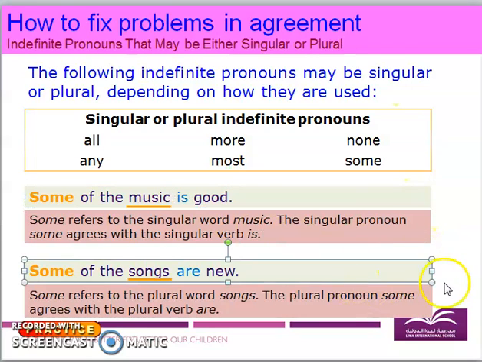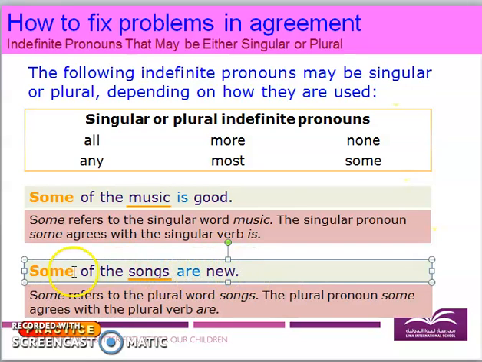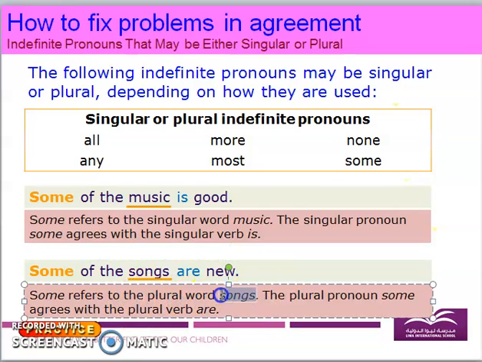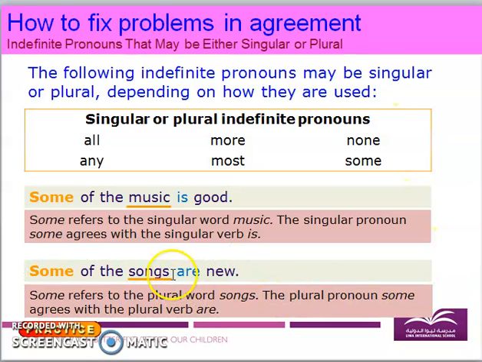Now, I also use here some as our subject, but this time we're going to use a plural verb. I want you to see the clear difference between these two sentences. Some of the songs are new. The subject here refers to the plural word songs. I underlined here songs. And songs is a countable noun. So we can put S here as the plural form of song. Song, singular noun, and plural noun is songs.